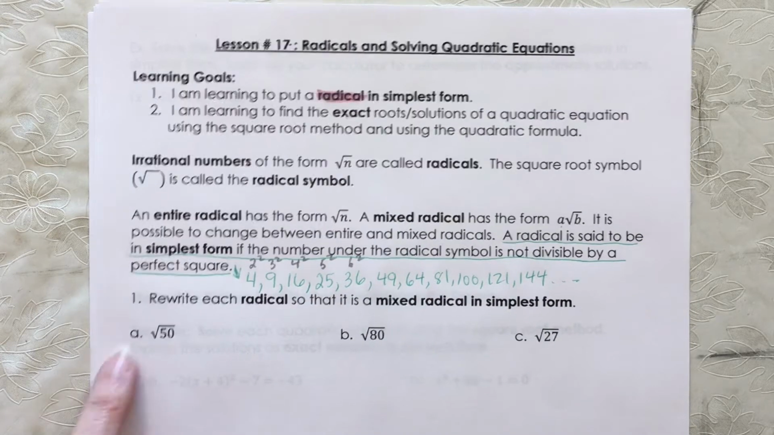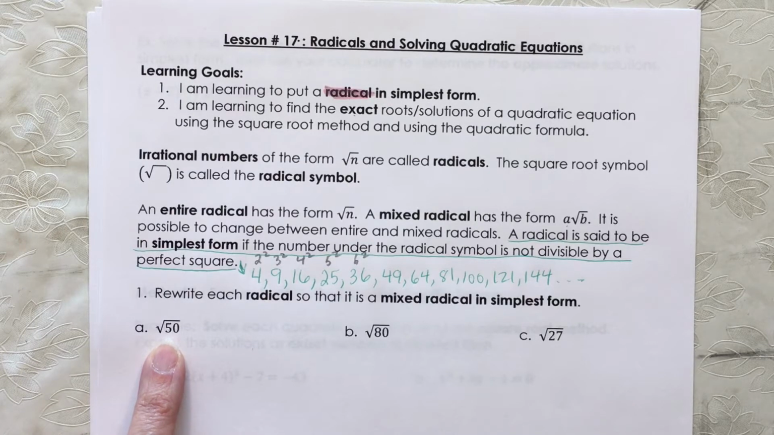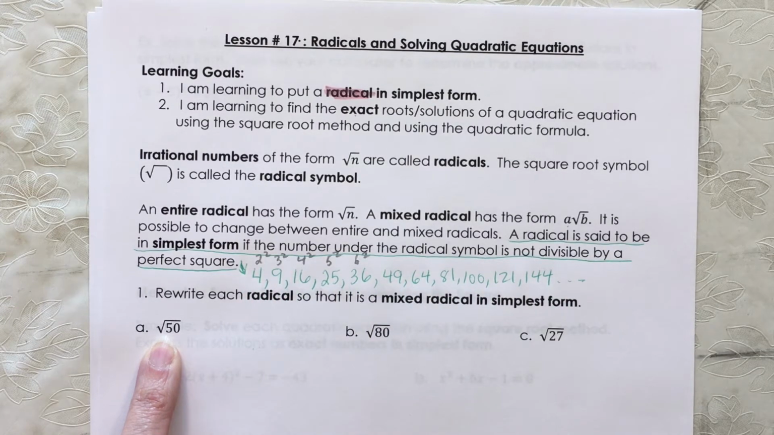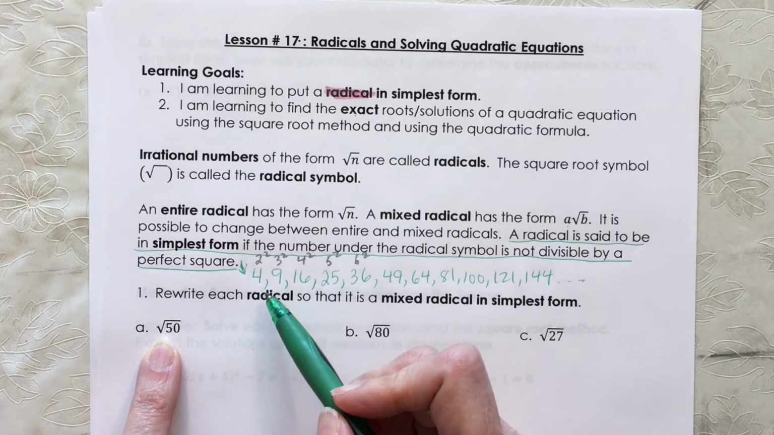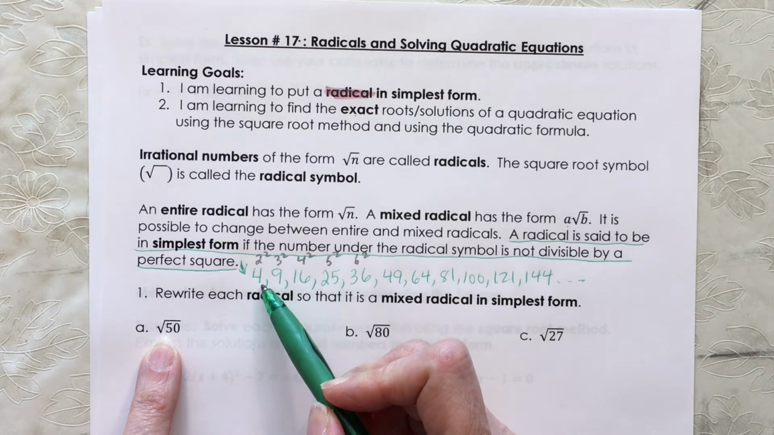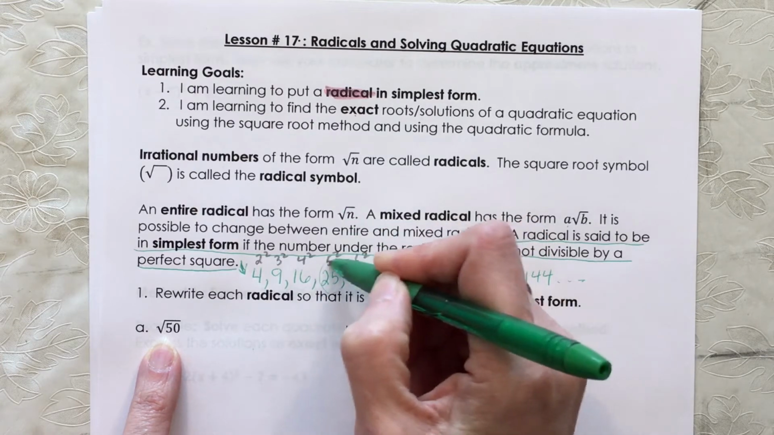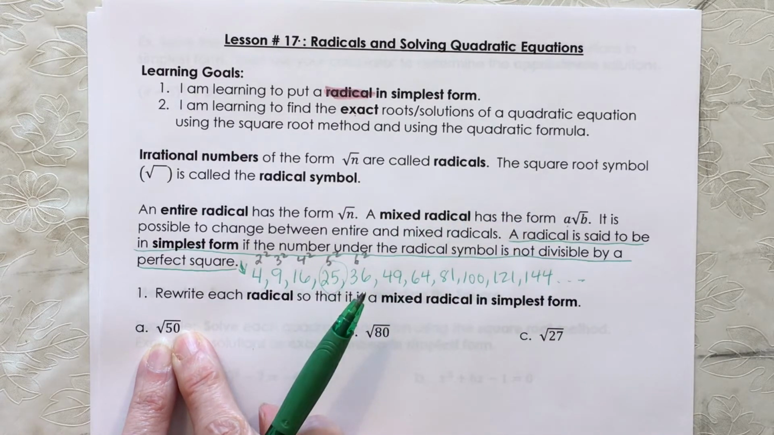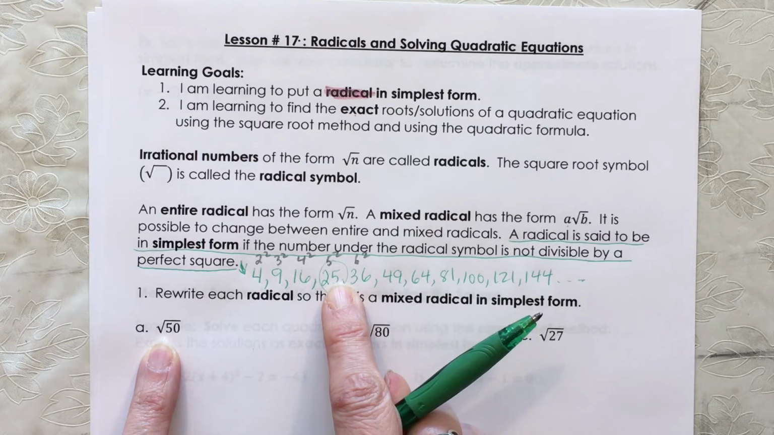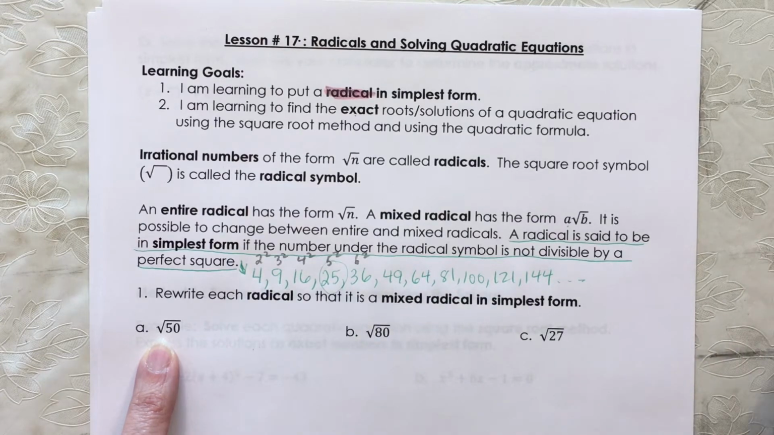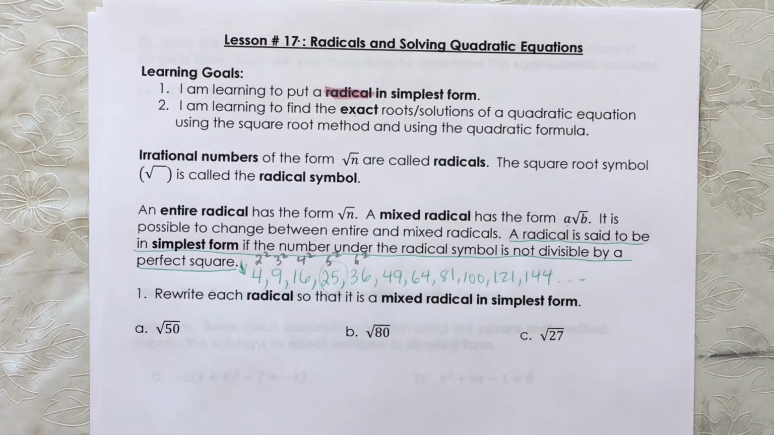So square root of 50. In order to rewrite it in simplest form, we want to see if 50 is divisible by a perfect square, but we also want the largest perfect square that it's divisible by. 4 doesn't go in evenly, 9 doesn't, 16 doesn't, 25 does. If you go halfway to the number under the radical sign, like halfway is 25, you don't have to go more than halfway testing. So 25 is the biggest perfect square that divides evenly into 50.